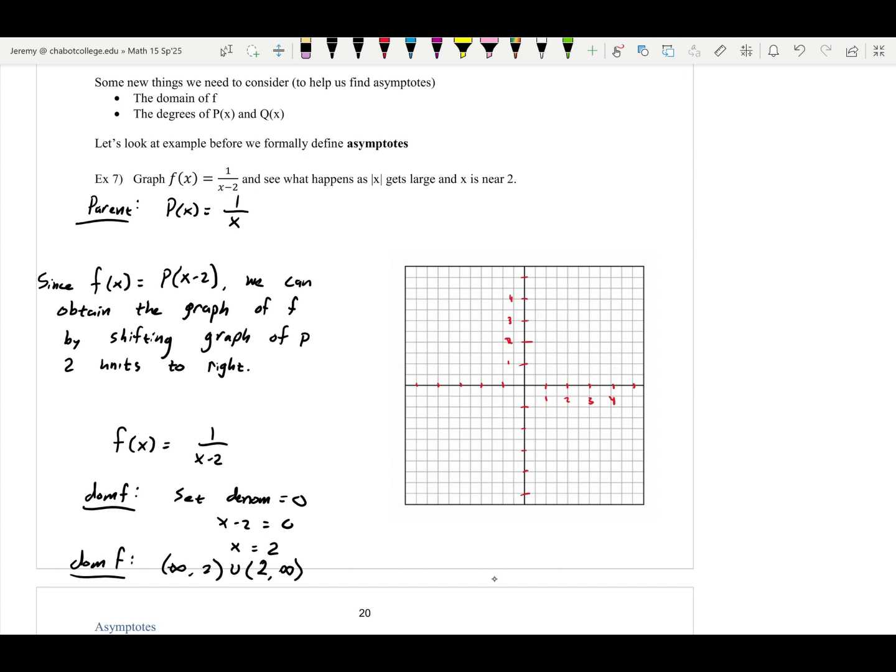I'm just going to take that graph that I just drew of the parent function p, and I'm going to shift it over to the right. So I could mark out, I'm going to have a vertical asymptote at x equals 2 now, because that is not in the domain. Horizontal asymptote will remain unchanged. It'll still be the x-axis. And I'm just shifting all those ordered pairs that I had from the parent function over by 2 units. And we get a graph that looks something like this.